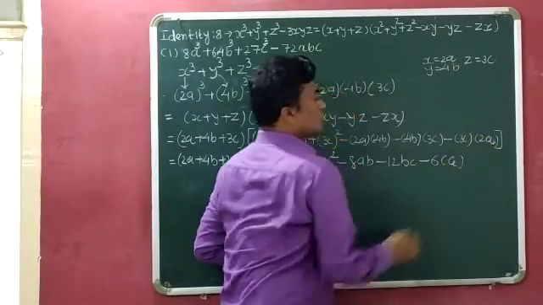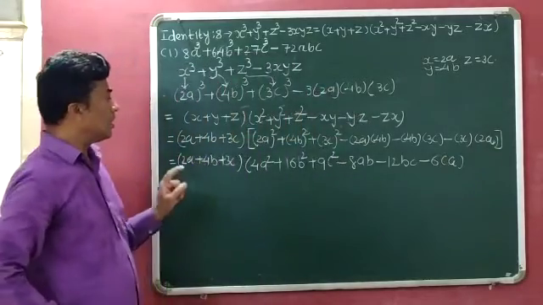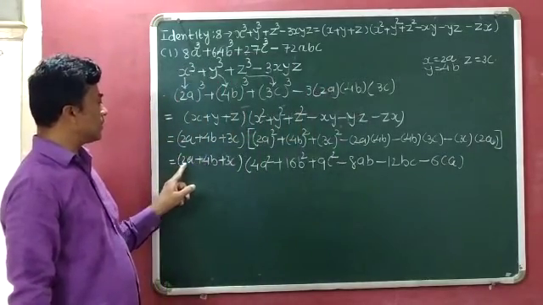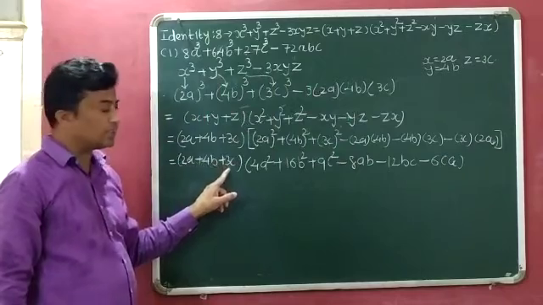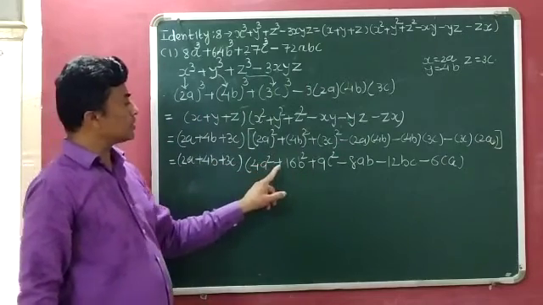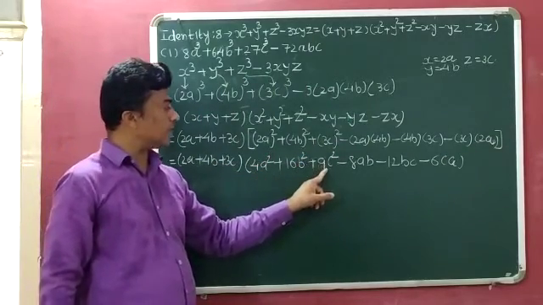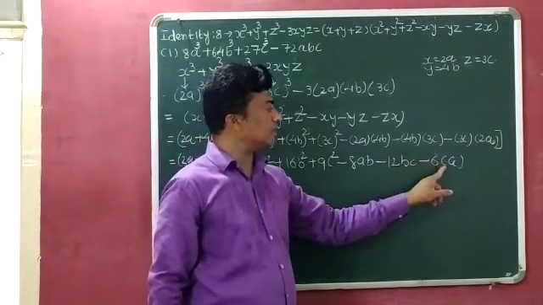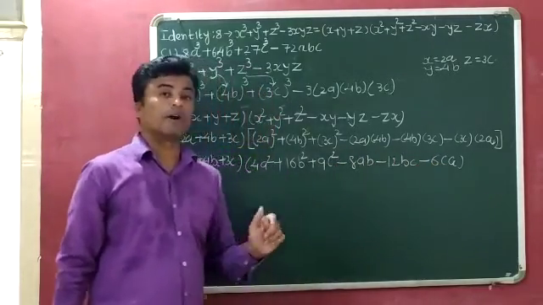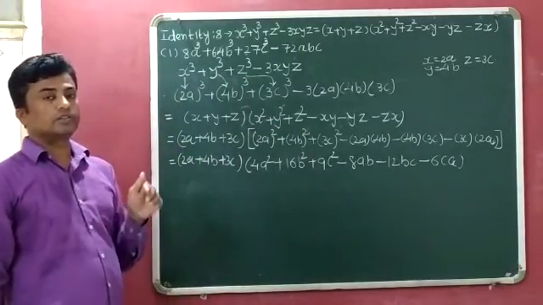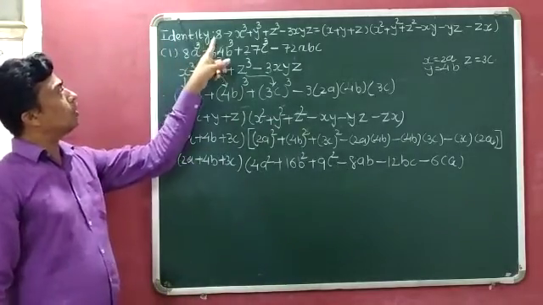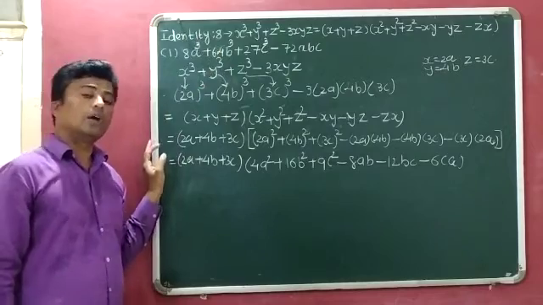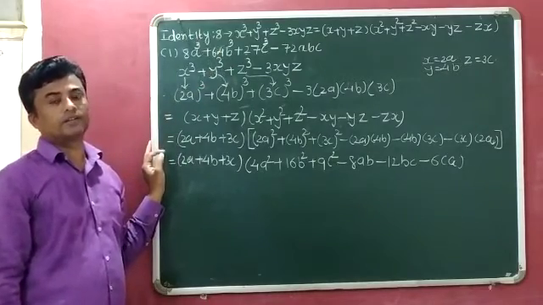So this is our final answer. Our final answer is, in the first bracket 2a plus 4b plus 3c, in the second bracket 4a square plus 16b square plus 9c square minus 8ab minus 12bc minus 6ca. It is our final answer. So see children, this is the normal explanation of identity number 8. I hope you can understand this. Thank you.